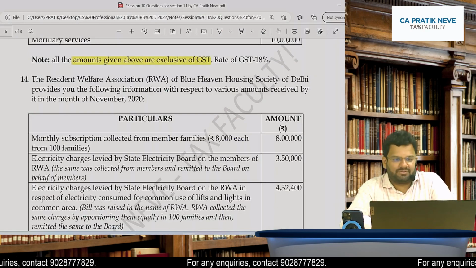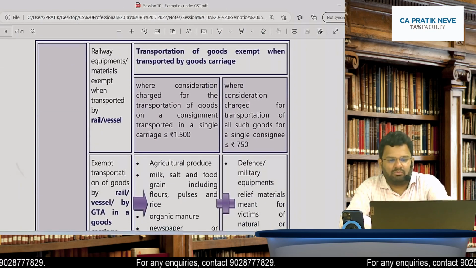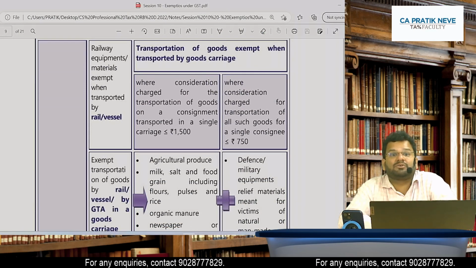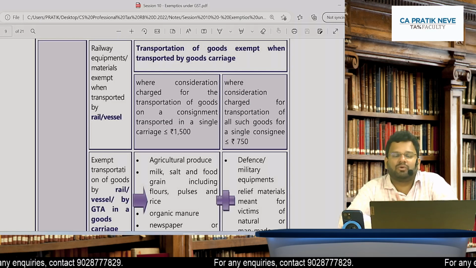Fine, friends. So I will not be surprised if they ask you this time about Resident Welfare Association, which we are going to do. Resident Welfare Association. Okay, that's a big hint for you. We are going to do that.